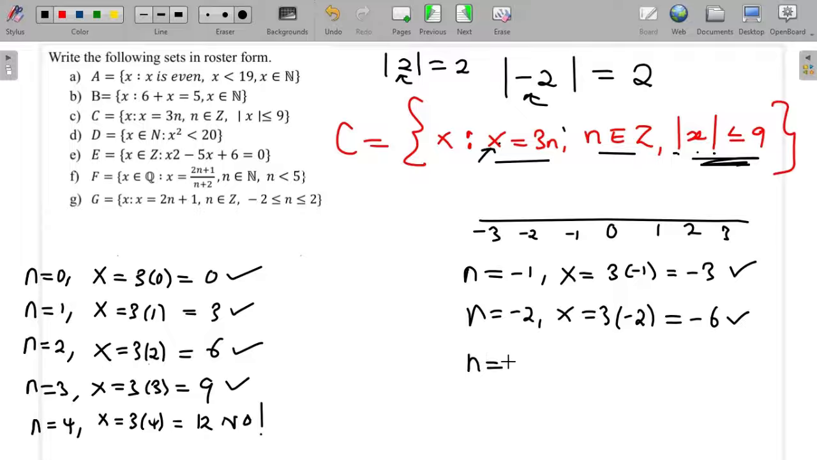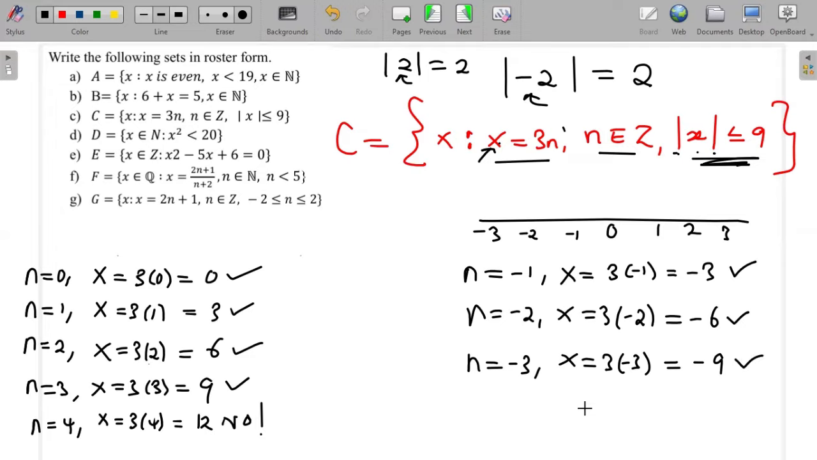n is equal to, move a step again, minus 3. So x is equal to 3 multiplied by minus 3. This is going to give me minus 9. Okay, so now is the modulus of minus 9 less than or equal to 9? Yes, because the modulus of minus 9 will just be 9 itself, which is equal to 9. So I'm going to say yes, this one is going to be in set C.